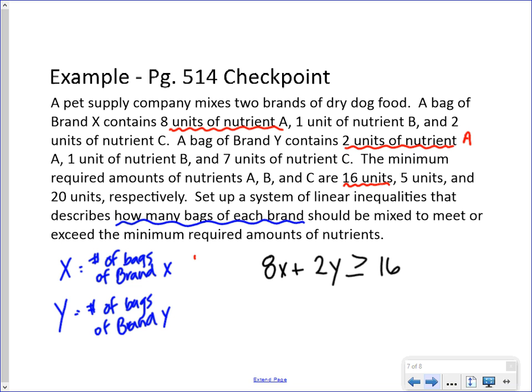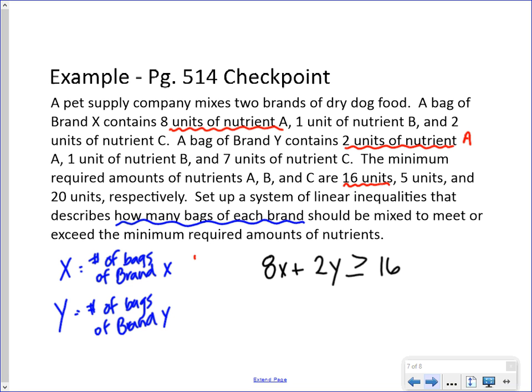Would one bag of brand X and one bag of brand Y be enough? No, because that would only get me 10 nutrients of A when I mix them together. Could I buy 2 bags of brand X and no bags of brand Y? Yeah, because then I'd have 16 nutrient A's in the mix. So now we're starting to see that the point (1, 1) isn't going to be shaded, but the point (2, 0) would work, would be in my bounded region.